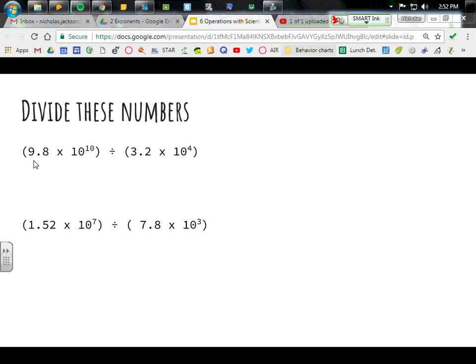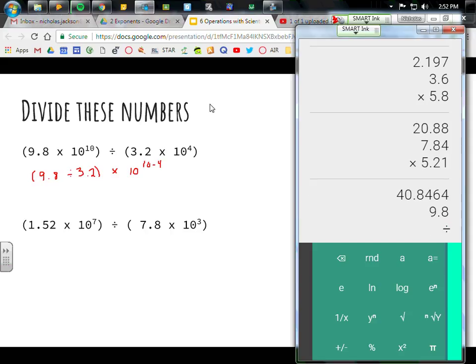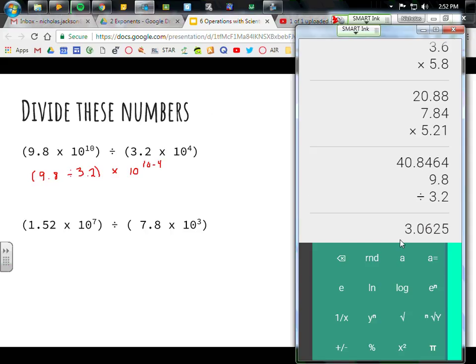So here we have 9.8 times 10 to the 10th divided by 3.2 times 10 to the 4th. So we would start with 9.8 divided by 3.2, and that's going to be multiplied by 10 to the 10th minus the 4th. So let's do our division. 9.8 divided by 3.2, and we get 3.0625.